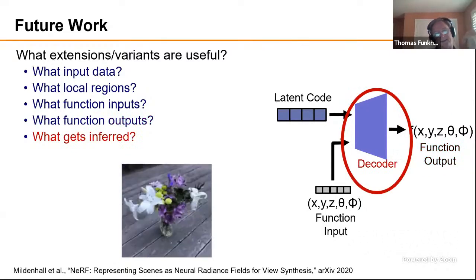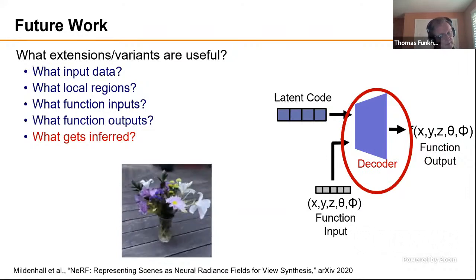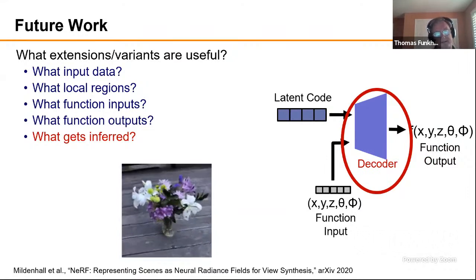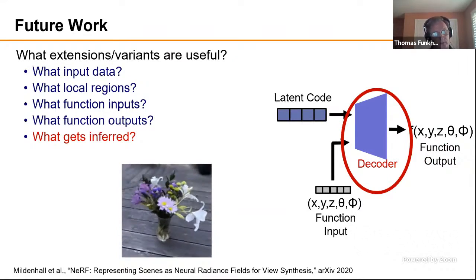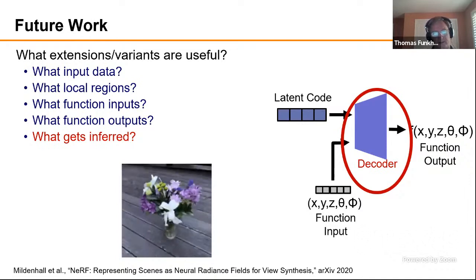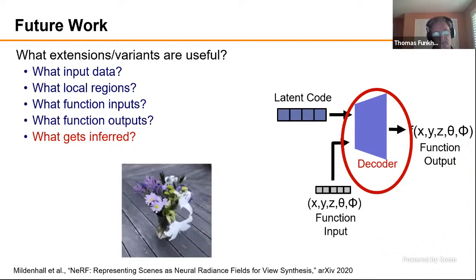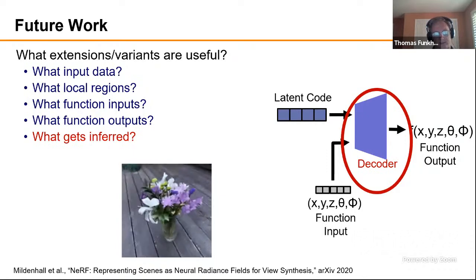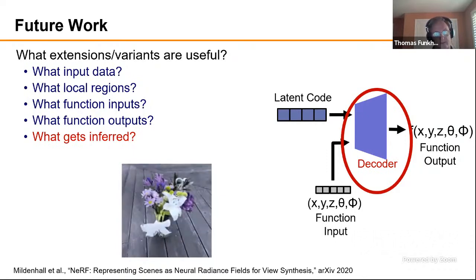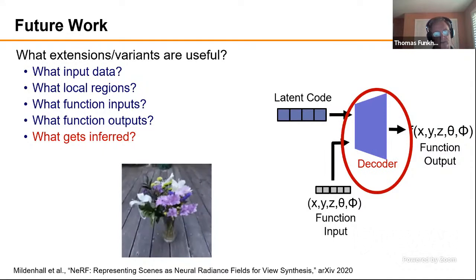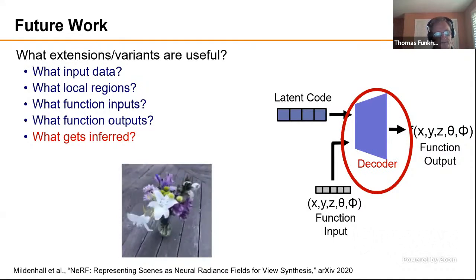And then another thing is, what do you optimize? What gets inferred per object? I'm sure you're all aware of NeRF, which trains the network individually for each example. The training times are a day or more, but you get incredible results, in this case image interpolation.